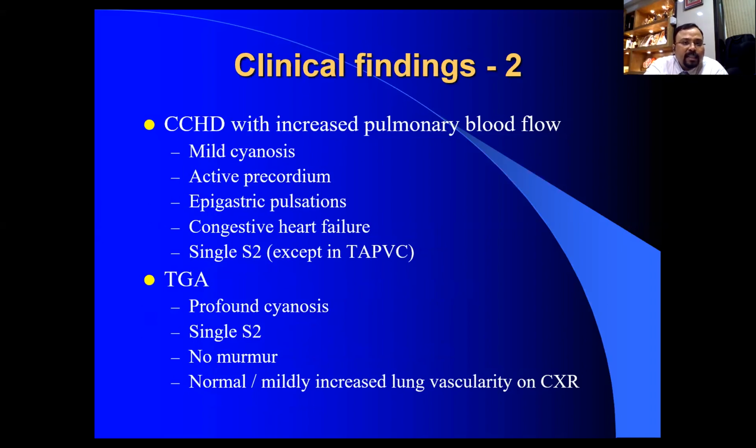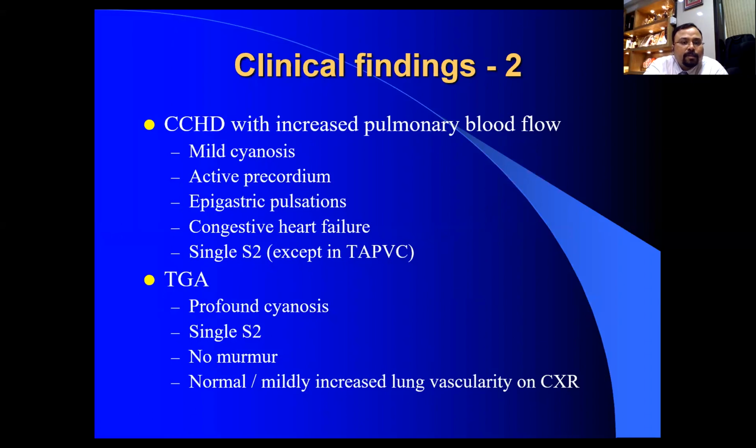In cyanotic CHD with increased pulmonary blood flow, you will see mild cyanosis. Saturation will be around 80 to 85%. There will be a hyperdynamic precordium. You will see movement over the chest or epigastrium. And they usually present with congestive heart failure because of increased pulmonary blood flow. Cough, cold, fever, tachypnea, tachycardia are the usual presentation.